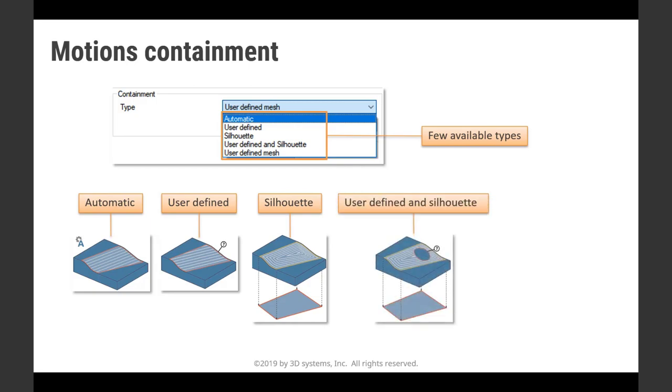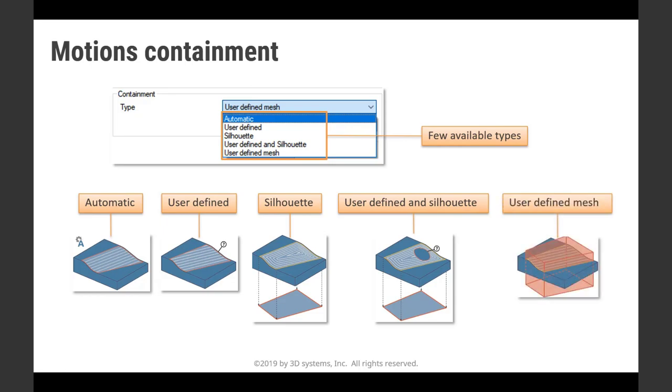User-defined and silhouette is a combination between a projected silhouette on the machine surfaces and a user-defined contour on the surfaces. Last option is user-defined mesh. The containment is defined by the intersection of a mesh geometry and the selected machined surfaces.